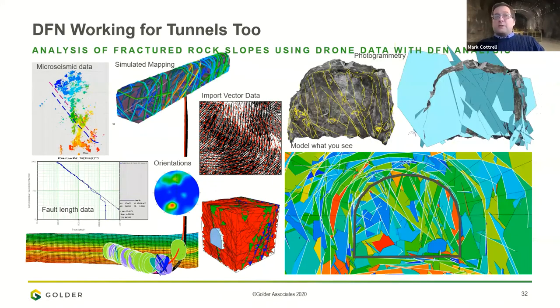It's not just slopes, it's tunnels. This is an example just from some underground photogrammetry in a tunnel system. So we've got data that we can use to characterize the DFN model. We can then build the DFN model that matches statistically what we observe. We can use that to help design our tunnel.